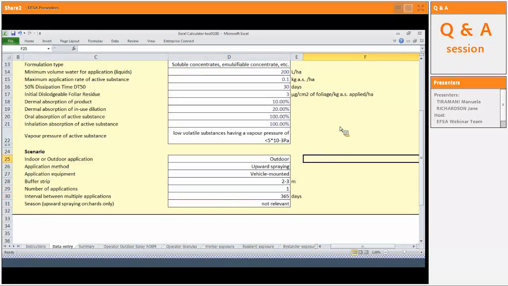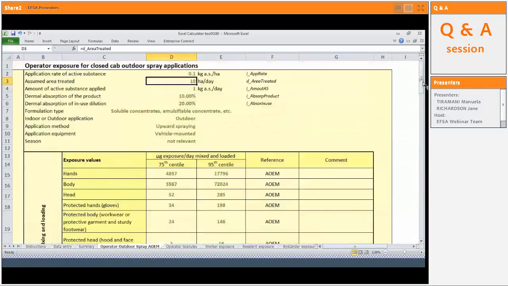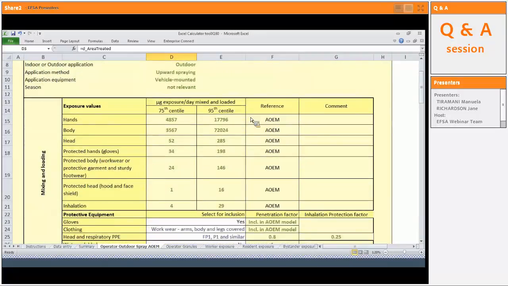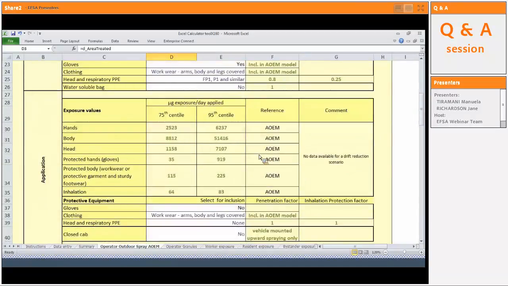Okay, so we're going to look again at the operator. So again, we have our 10, and we can see the different exposure values here. So this is for the mixing and loading, and this is for the application. And at the moment here, you can see closed cabin. Here at the moment, the default is that no closed cabin is selected.